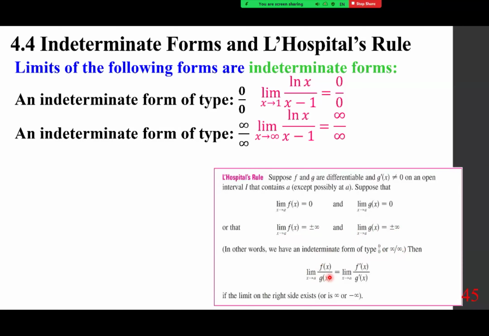In that case, we can use L'Hopital's rule, which says the limit of f of x over g of x as x approaches a is the same as taking the limit as x approaches a of f prime over g prime. So it is not the quotient rule, don't mix them up. What it says is take the derivative of the top, put it at the top, take the derivative of the bottom, put it at the bottom, and now take a limit. That's all there is to it, okay?